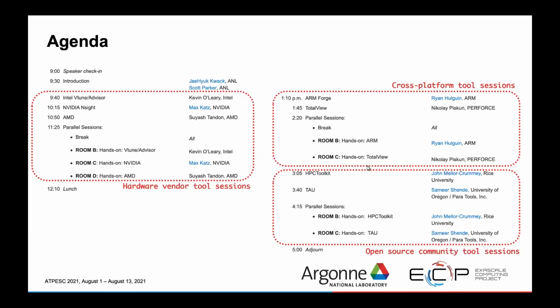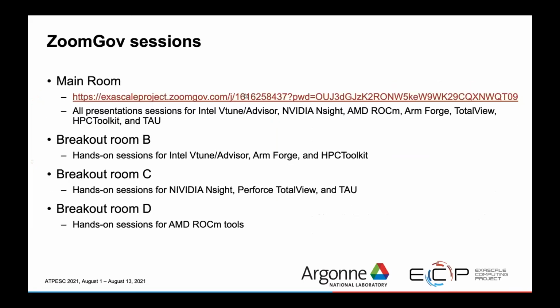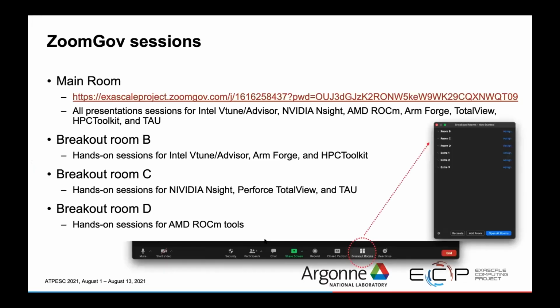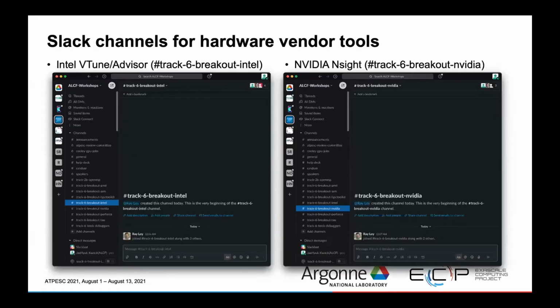And then we will have the open source community tool sessions, so the HPC Toolkit and TAU talks in the main room. Then we will use the breakout rooms for the parallel hands-on sessions. I believe you already know how Zoom works, and we will use the breakout rooms. If you click the breakout room button on the bottom, you will see rooms B, C, and D.